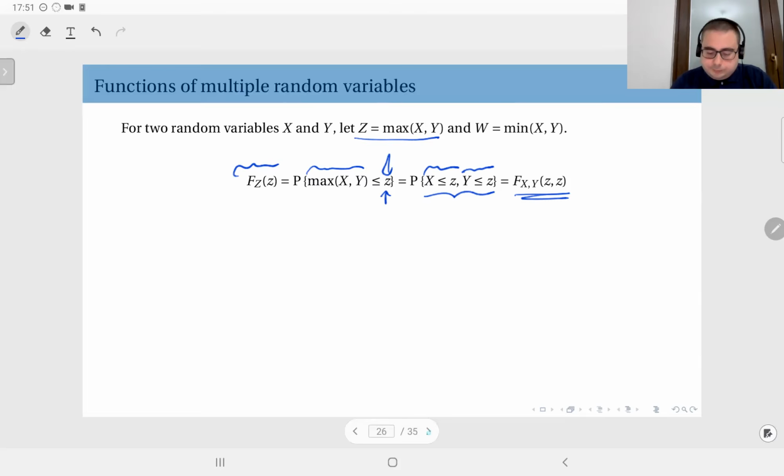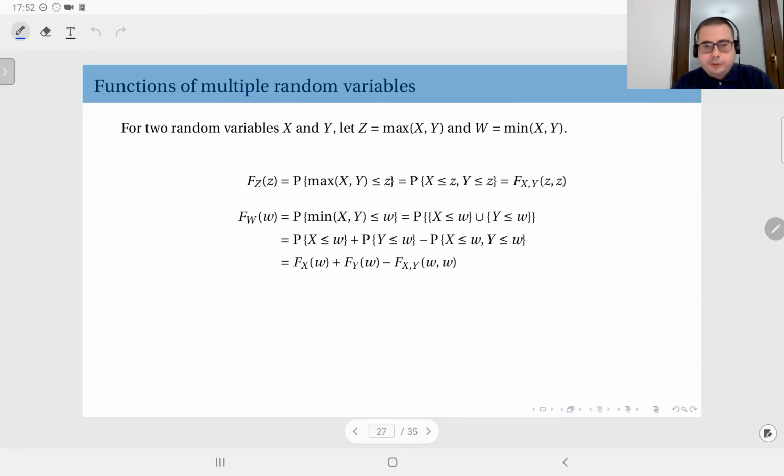What about w? It's a little bit more complicated because the minimum of x and y less than or equal to w doesn't now signify a joint or an intersection event like this, but it signifies a union event. The minimum is less than or equal to w means either x or y is less than or equal to w, right? So this is a union event. Therefore, I will write this as probability of this plus probability of this minus the probability of the intersection.